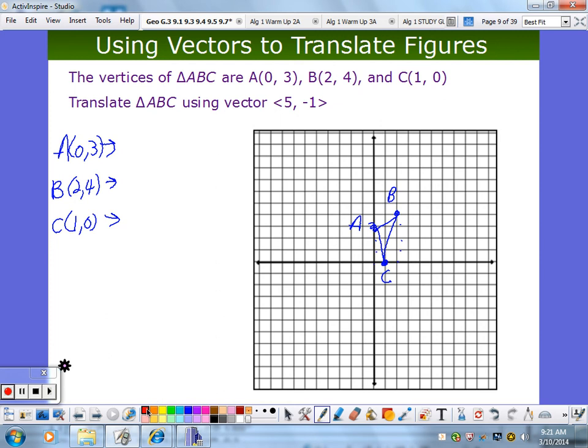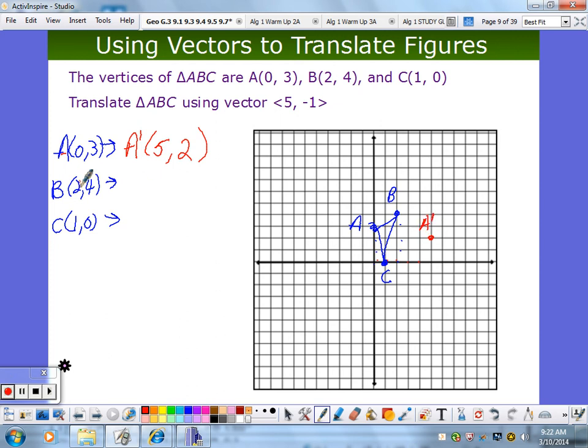And it's very similar to what we did before. So let's look at A prime. A prime is going to be 0, and then what does the 5 mean? Move it 5 to the right, so 0 plus 5. And 3, move it down 1. So 3 minus 1 is 2, so that's going to be A prime. 1, 2, 3, 4, 5, 1, 2, there's A prime.